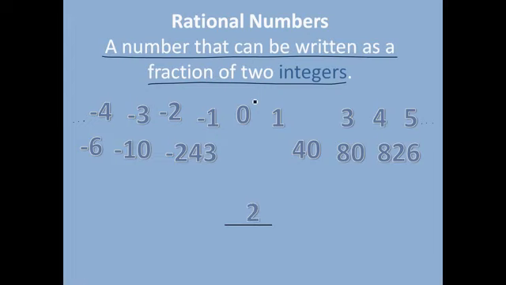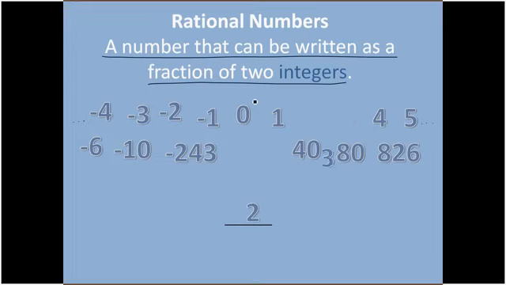Then we're going to take another one of these integers and put it in the denominator. Say 3. By doing that, we've created a new number, 2/3. So 2/3 is a rational number. This is how we're going to create all of our fractions, by taking two integers and making a fraction out of them. One on the top, one on the bottom.